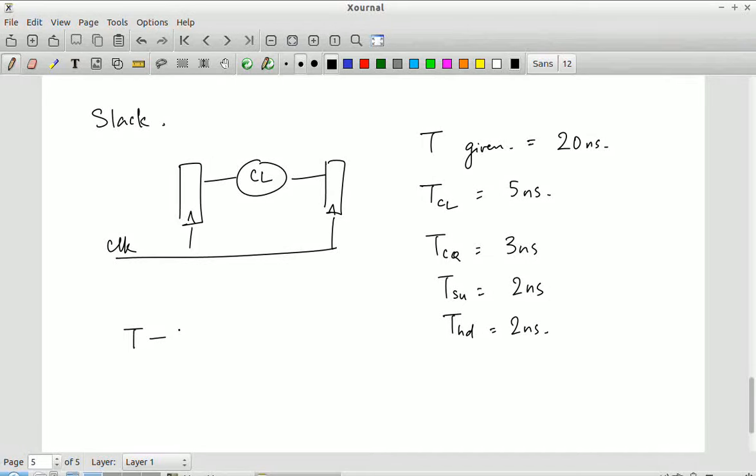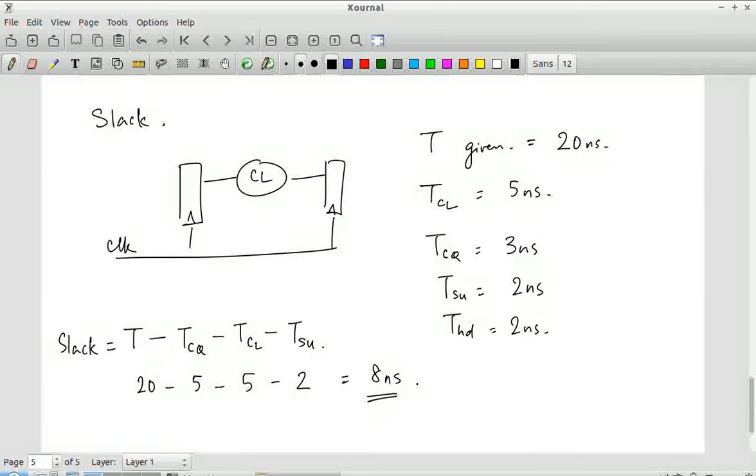So we define this term called slack as T minus TCQ minus T combinational logic minus the T setup time. In this case it is 20 minus 3 minus 5 minus 2. So this is equal to 10 nanoseconds. Right? What you are saying is this much is available as slack on that path.